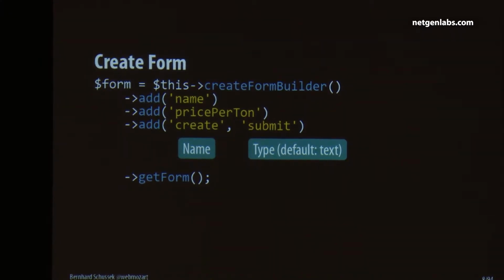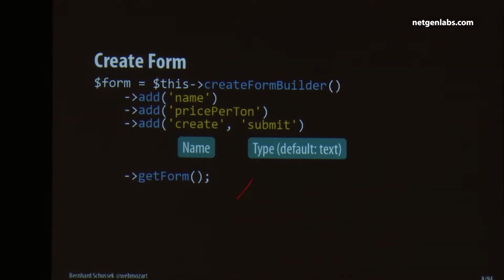There's a couple of types available in Symfony, such as text, such as submit for submit buttons, checkbox, choice for drop-downs, and many more. But we'll look at them later on.